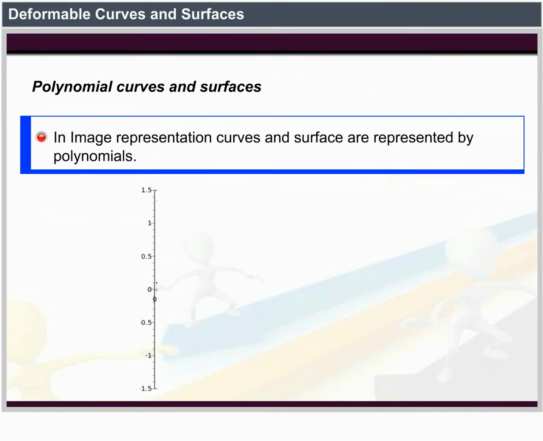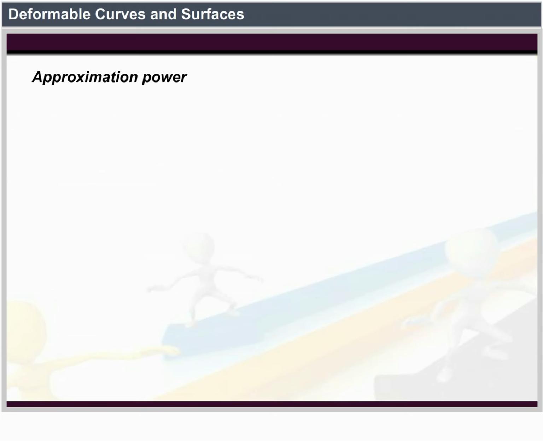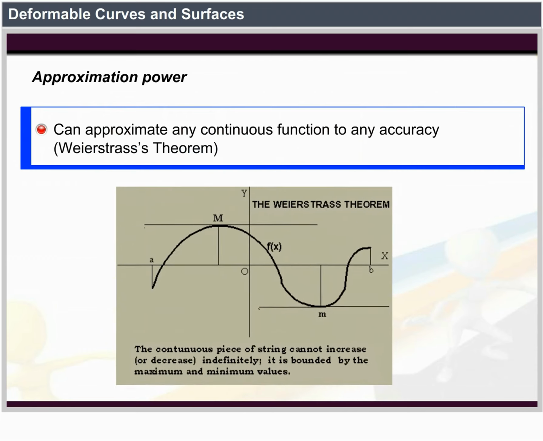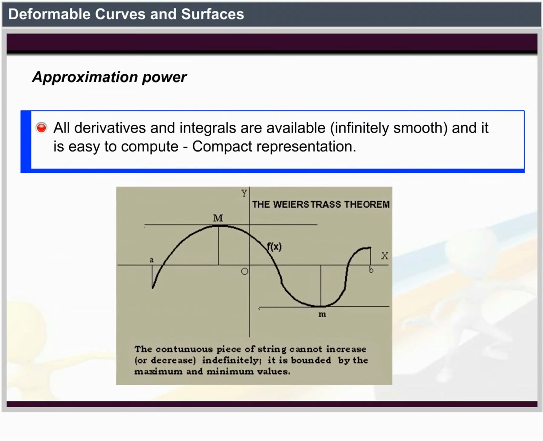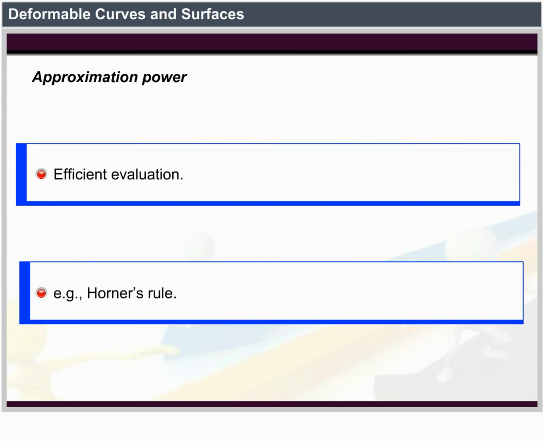Polynomial curves and surfaces. In image representation, curves and surface are represented by polynomials. Approximation power. Can approximate any continuous function to any accuracy. Weierstrass's theorem. Can offer local control for shape design through the use of piecewise polynomials. All derivatives and integrals are available, infinitely smooth, and easy to compute. Compact representation. Efficient evaluation. For example, Horner's rule.